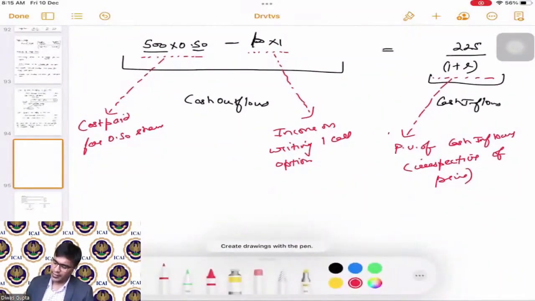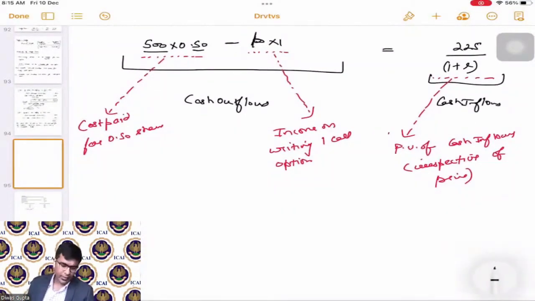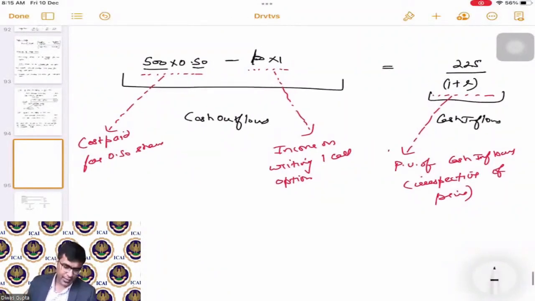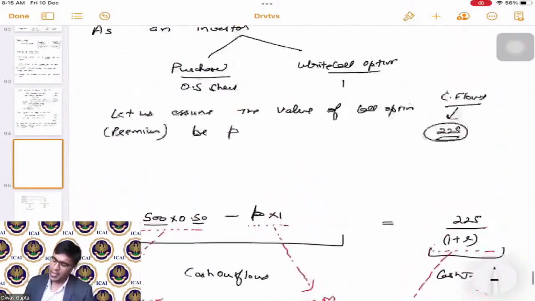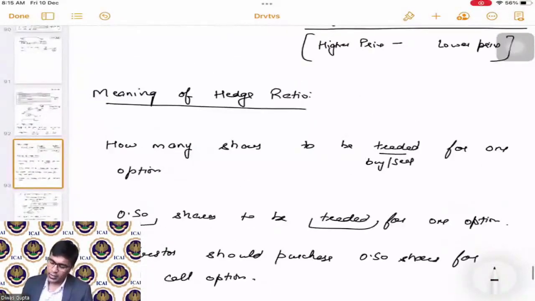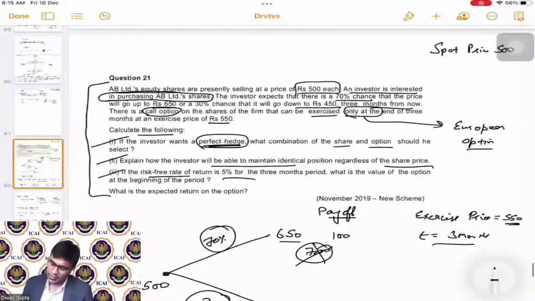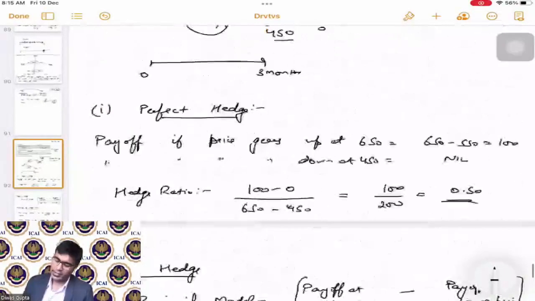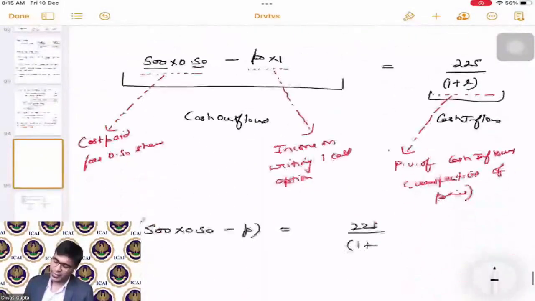Correct? Now, finally, if we solve this, it comes as, and this 1 plus r, now I'm just putting a proper equation here: 0.50 times 500 minus P is equal to 225 divided by 1 plus r. What is r? R is the rate of return for 3 months. For 3 months, how much is it given? 5%, correct? So we will just simply take 5%.